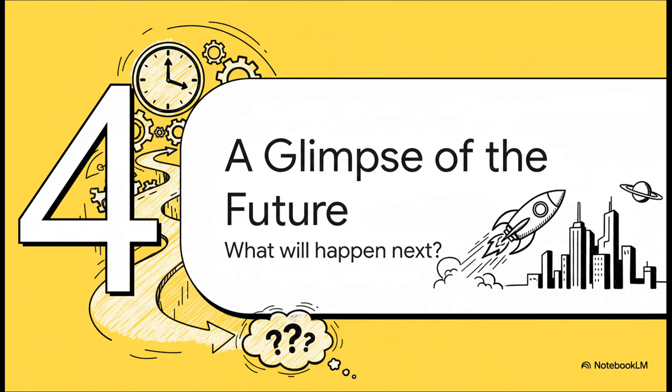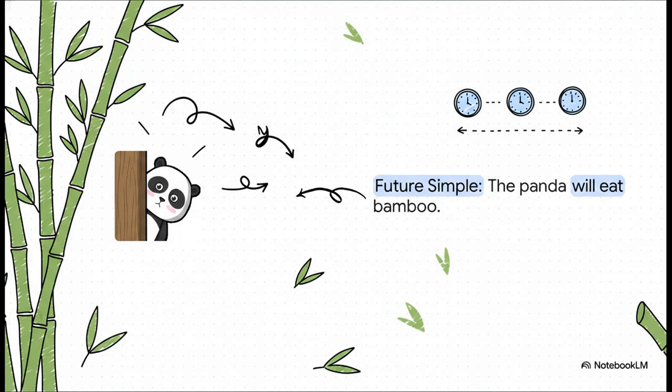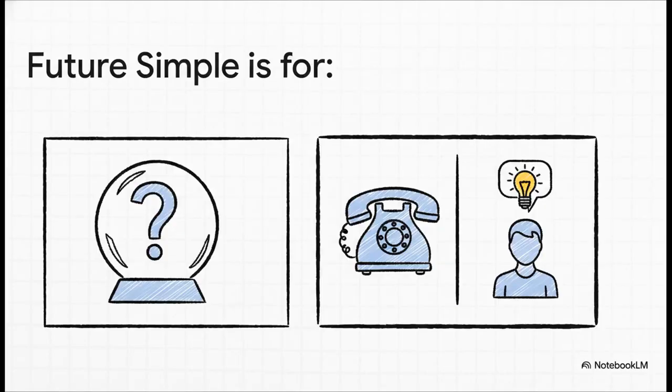All right, let's hit the fast-forward button and see how our characters handle the future. The logic, you guessed it, stays exactly the same. We're just changing the time setting one more time. And here is Simple Panda, looking ahead. The panda will eat bamboo. This is just a straightforward prediction. It's a simple statement of fact about what's going to happen later. We use the future simple when we're making predictions, but also for those spontaneous, in-the-moment decisions. Like when the phone rings and you shout, "I'll get it." That's the future simple right there.